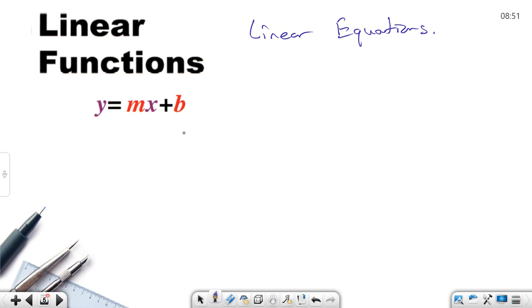y equals mx plus b. This is the form. m and b are numbers, such as y equals 2x minus 1, y equals 1 over 2 x plus 3, y equals negative 3x. So I don't write anything, that means plus 0. We don't write plus 0. So it's still a linear equation. m and b are numbers. y and x are variables. This type of equation is called linear equations or linear functions.